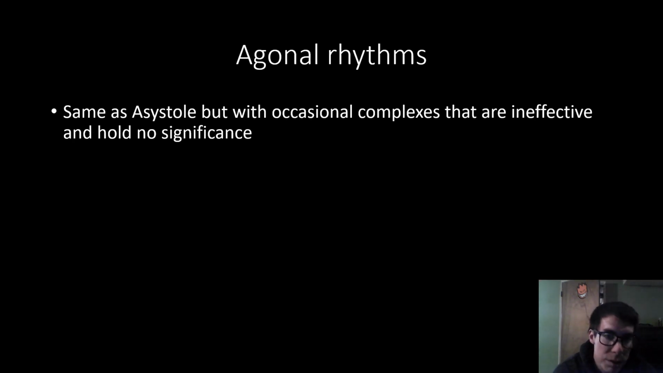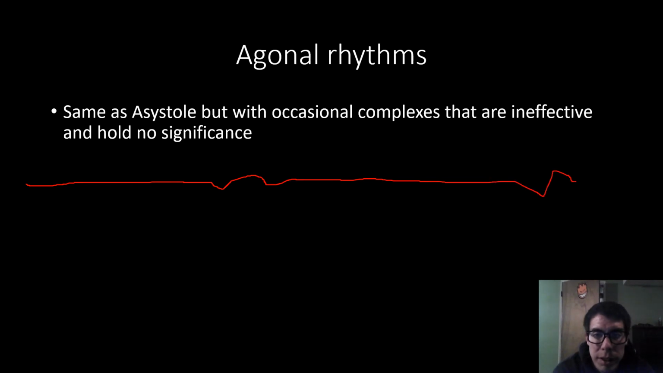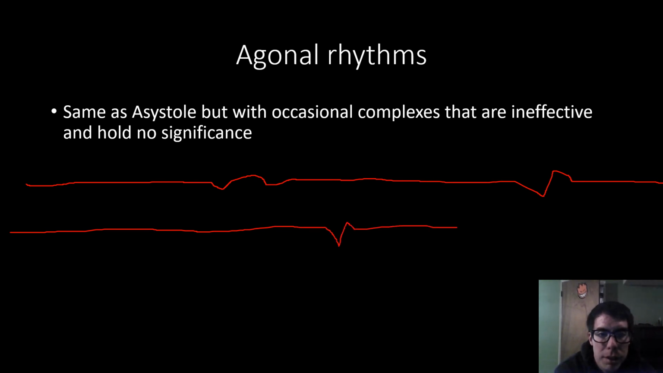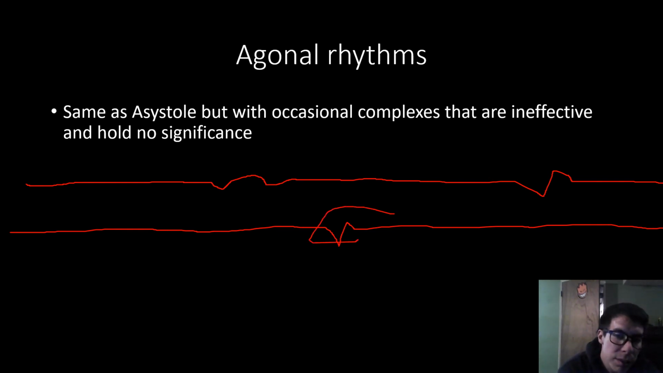Agonal rhythms are also asystole, but they'll have occasional, you're doing that, and then every now and then you might have like a little weird blip, and then it'll just go flat, but it'll be so infrequent, more like this. So if you see that, don't mistake it for an extremely low heartbeat. That's not really an effective complex right there, so that's still asystole, or what we would call an agonal beat or rhythm. So just treat it as asystole.